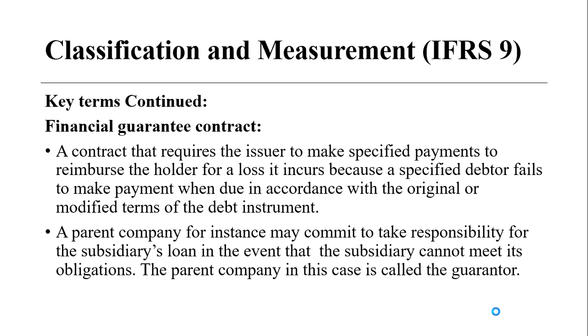Financial guarantee contract. A financial guarantee is a contract that requires the issuer to make specified payments to reimburse the holder for a loss it incurs because the specified debtor fails to make payments when due in accordance with the original or modified terms of the debt instruments. Now, I thought about an example here. A parent company, for instance, may commit to take responsibility for the subsidiary's loan in the event that the subsidiary cannot meet its obligation. In this case, the parent company is called the guarantor.